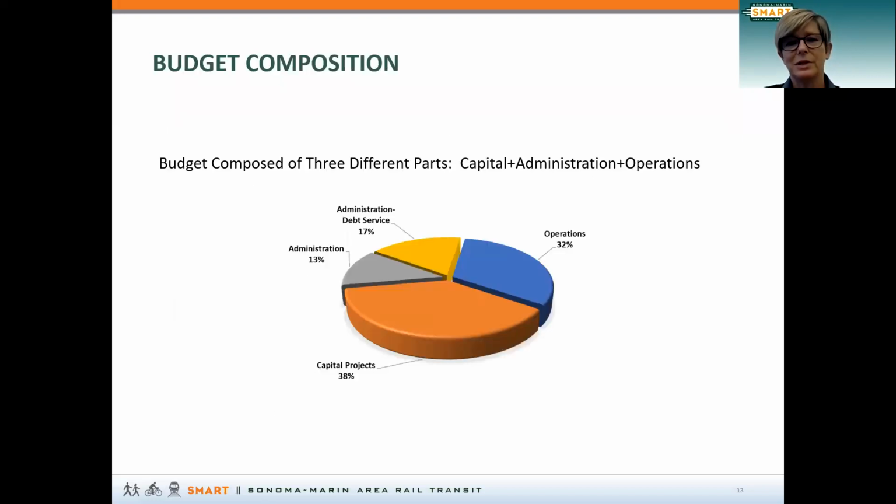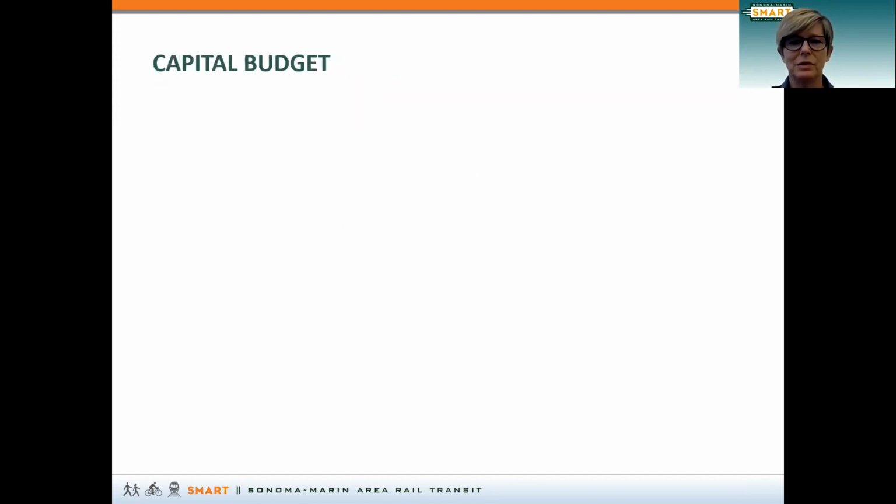All right, so just briefly to remind you what we spend money on as an agency, we do have capital projects that I'm going to talk about, administration 13%, debt service 17%, which is why we were trying so hard to refinance, and then operations 32%. And I'm just going to briefly show you what each of these slices looks like.